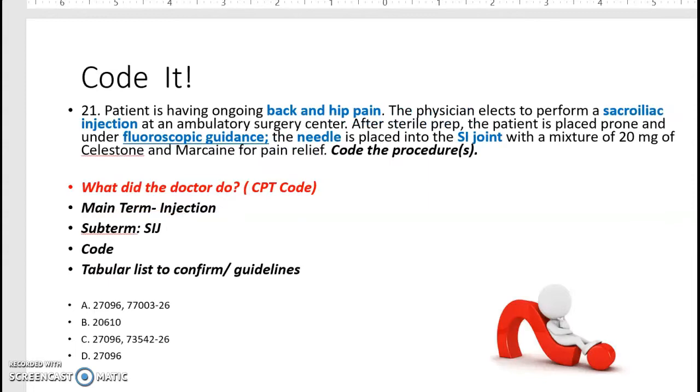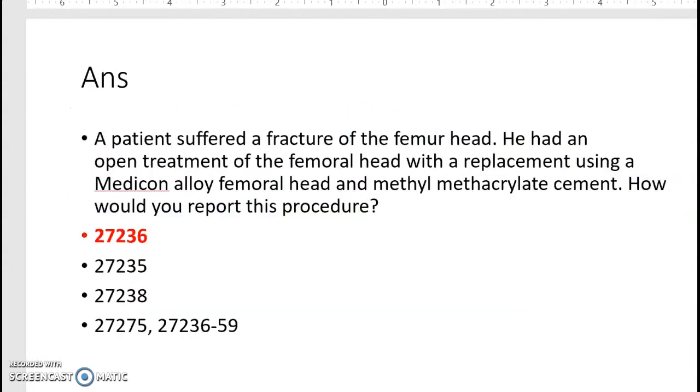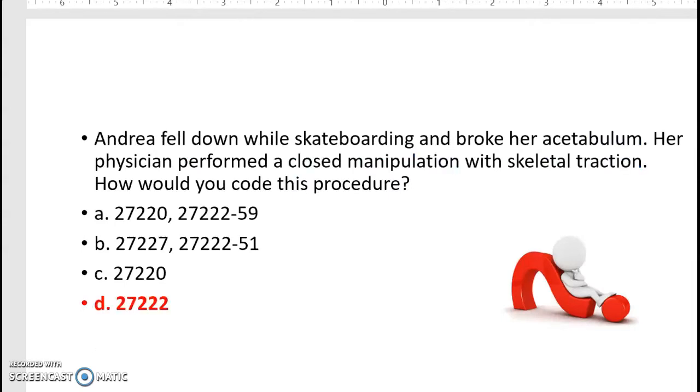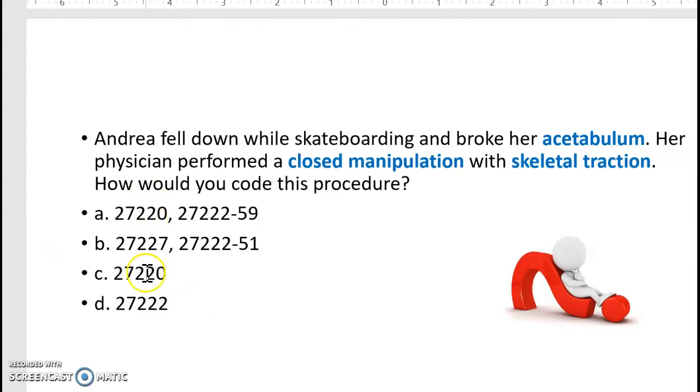Okay, so let's do another quick question. If you can read the question: Andrea fell down the skating board, broke her acetabulum. Her physician performed a closed manipulation with skeletal traction. How would you code this procedure? Do you see how many codes we have here? And remember, most of them are choices, two choices which are the same, 27220, 27220.